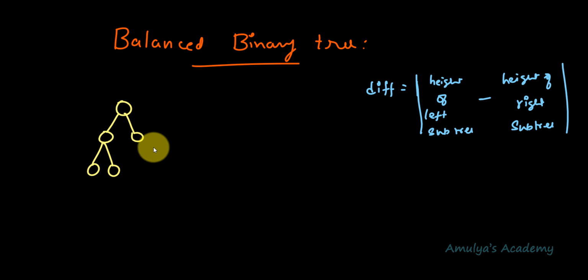Right, now here we have a tree and we need to find out this difference for every node. Let's begin from the root node. So here, let's find out this difference. And here we need to find out the height of left subtree and height of right subtree. I hope you know how to find out the height of a tree. Height of a tree is nothing but the height of its root node.